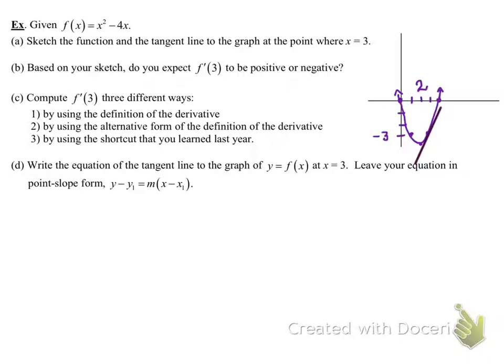Graph your curve, graph an approximation of that tangent line. There you go. Based on your sketch, do you expect f prime of 3 to be positive or negative? So if you look at that, you can see that your tangent line has a positive slope. So if you did it right, your tangent line is going to be positive.